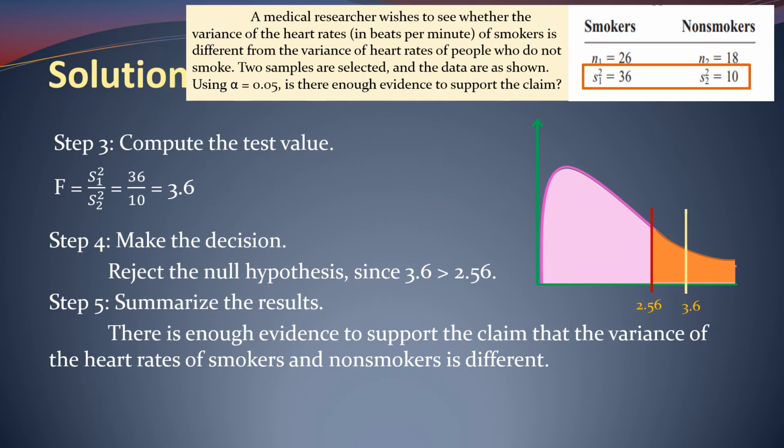For step 5, we have to summarize the results. There's enough evidence to support the claim that the variance of the heart rates of smokers and non-smokers is different.